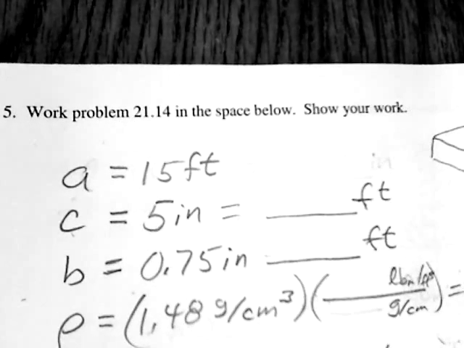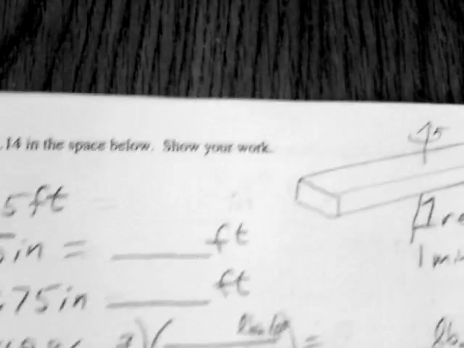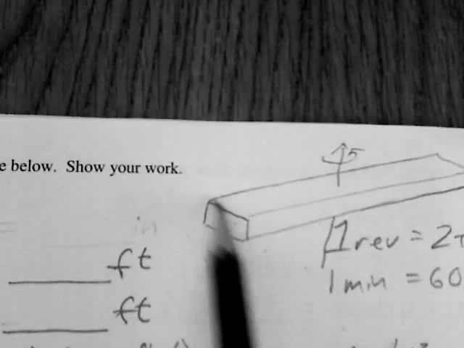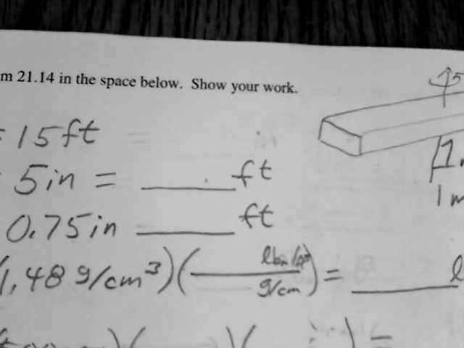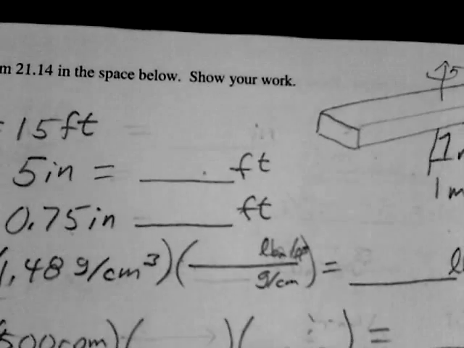Problem 2114 is a helicopter problem, and they ask you to approximate the helicopter blade as a parallelepiped rotating about an axis like this. They give you the length from tip to tip is 15 feet. Go ahead and leave that in feet. They give you the width right here is 5 inches. Convert that over to feet, and the thickness is 3/4 of an inch.